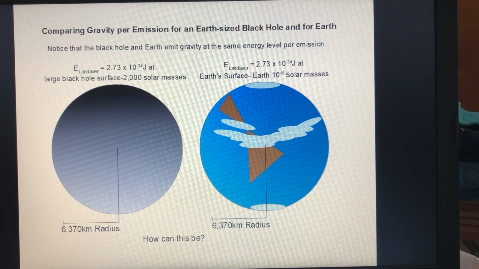Now we'll compare the gravity per emission for an Earth-sized black hole and for Earth. Notice that the black hole and Earth emit gravity at the same energy level per emission. E Landauer for both of them is 2.73 times 10 to the negative 34 joules. The difference is that a black hole with a 6,370 kilometer radius is 2,000 solar masses. Earth at 6,370 kilometer radius is 10 to the negative 6 solar masses, yet they produce the same energy level of gravity energy per emission. How can this be?